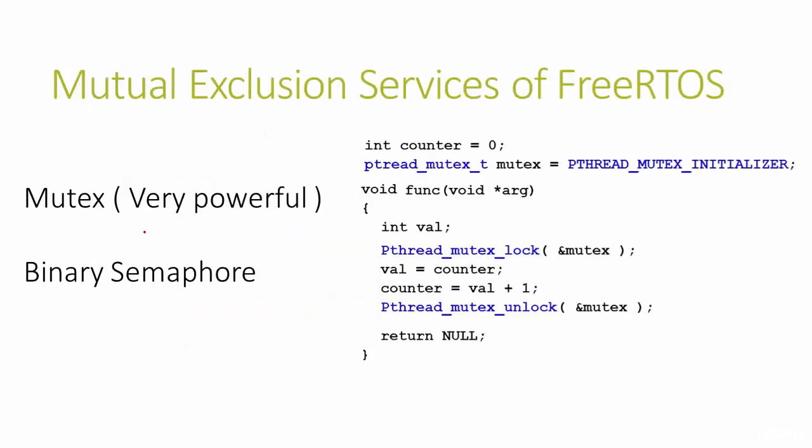So how to achieve mutual exclusion in FreeRTOS? FreeRTOS gives you two kernel objects or two kernel services. One is mutex and another one is binary semaphore. You can use either of them to implement this type of coding, that is locking before accessing the shared item and unlocking after completing the shared access. So either you can use a mutex or you can implement this using a binary semaphore. A mutex is more powerful than a binary semaphore. We will see all those things later, but I just wanted to mention the mutual exclusion services of FreeRTOS.